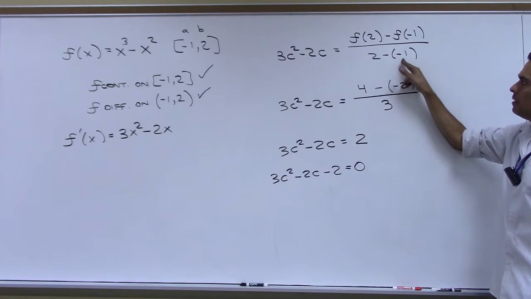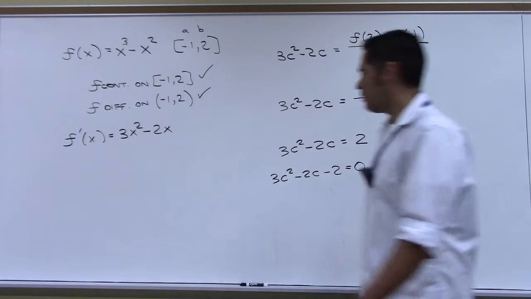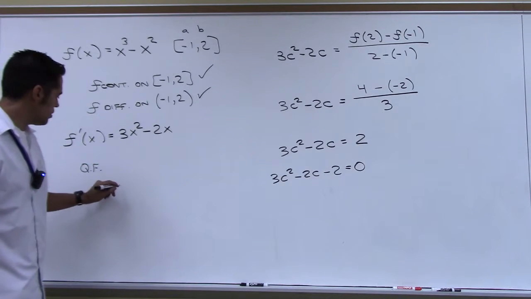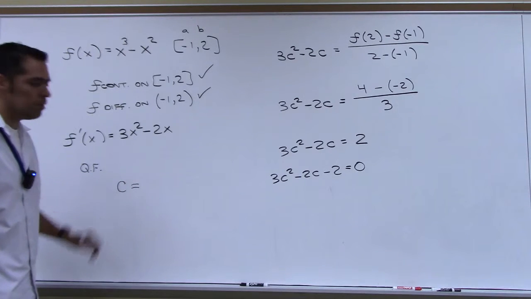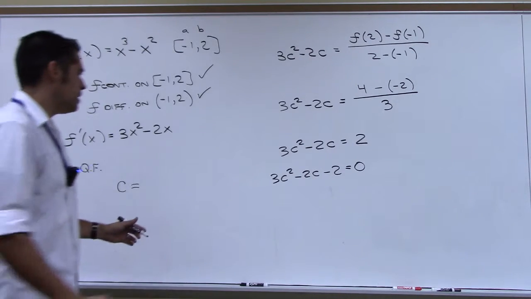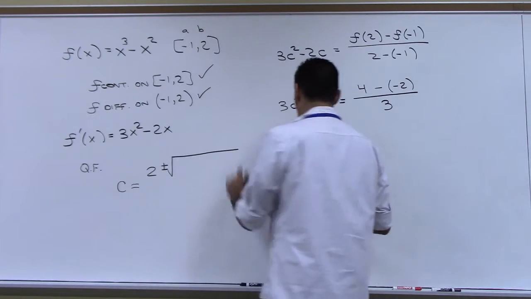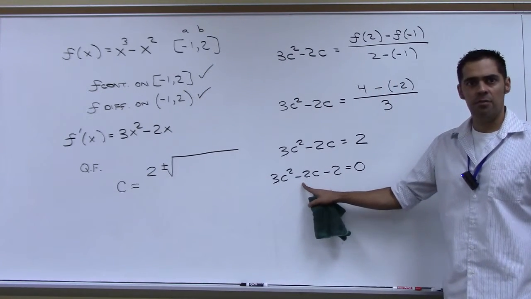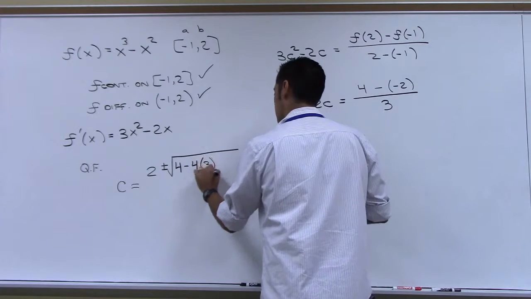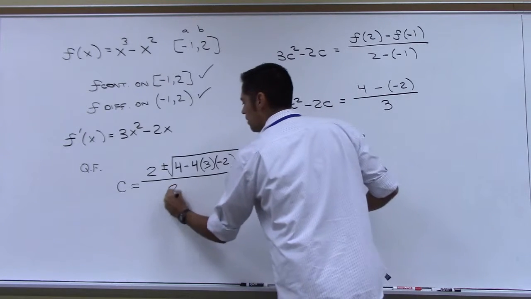Negative 1 is 3, and then this is 6 over 3, which is 2, and then move everything over. Quadratic formula. So by the quadratic formula, my solutions are x equals negative b plus or minus the square root, all that junk, right? So for me, negative b is positive 2 plus or minus the square root of b squared, so it's negative 2 squared, which is 4, minus 4 times a, which is 3, times c, which is negative 2, the entire quantity divided by 2 times a.